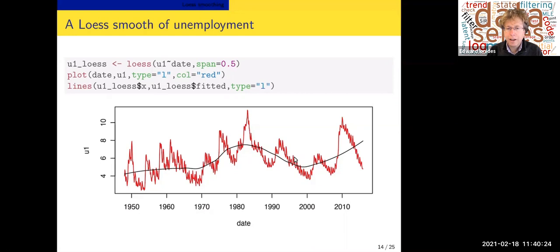And here we go. We've got a smooth trend in black, and the unemployment data in red. And you can see from this that, according to this trend estimate, there was sort of structurally higher unemployment in the 1980s. That might be something that fits with your view of economic history.